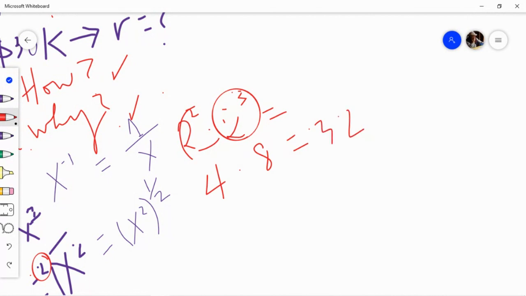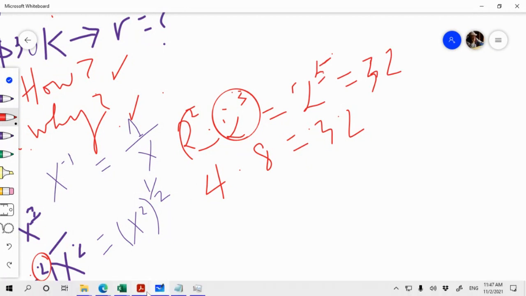But then think about it. If we do it like 2 raised to 2 plus 3, which is 2 to the 5th, right? What is 2 to the 5th? Again, that's 32, right? 2 times 2 times 2 times 2 times 2, 32, right?